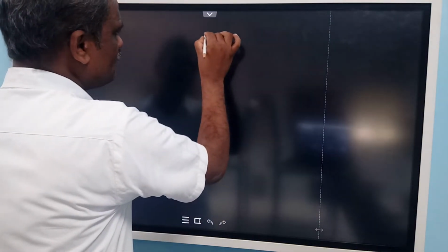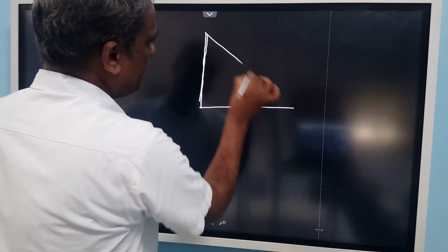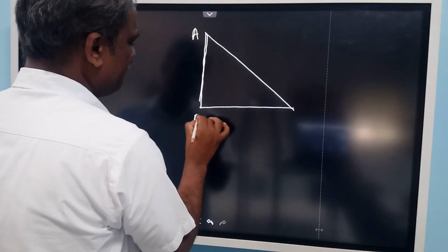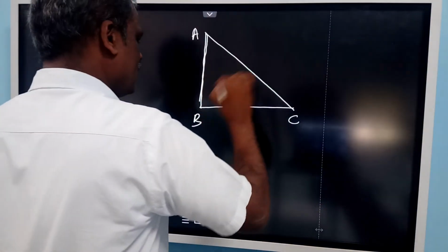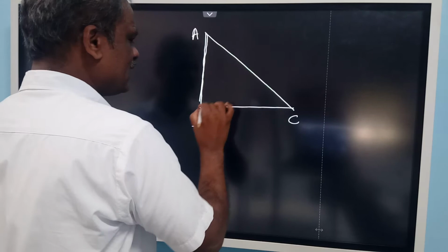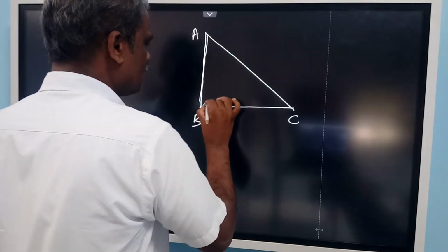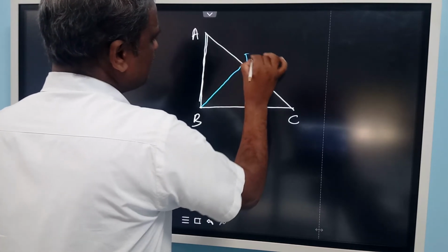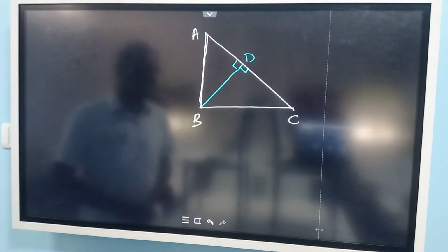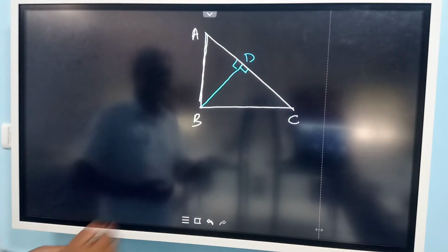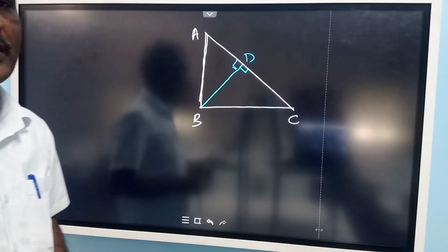I am going to take two triangles here. This is triangle ABC, a right angle triangle, in which I am going to draw the perpendicular line from the right angle vertex to the opposite side. Call this D; it is perpendicular to the hypotenuse. So we have drawn the perpendicular to the hypotenuse from the right angle vertex. This is dividing it into two triangles.